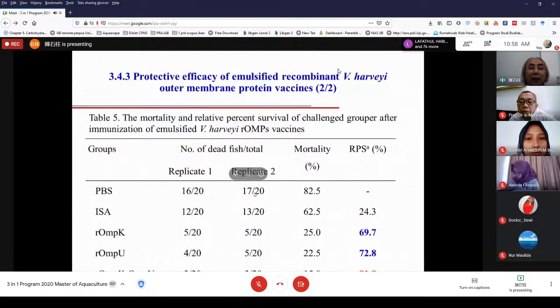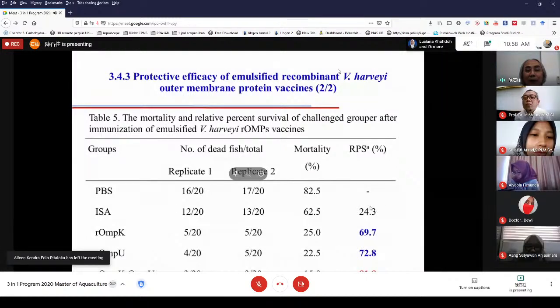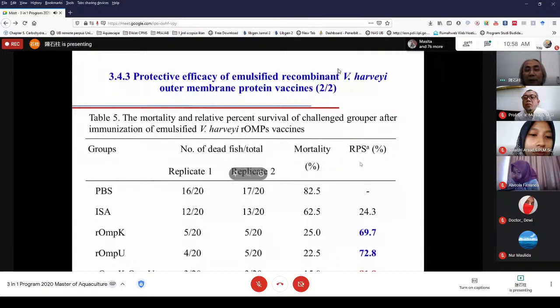So going to the table, you can see more clearly. You can see the RPS. The fusion protein has a high RPS, and next is OMPU only, and OMPK. ISA also has 24 RPS. So sometimes when you submit a paper to an international journal, especially one with a high impact factor, they also ask you to do an adjuvant-only group to compare to your vaccination group.